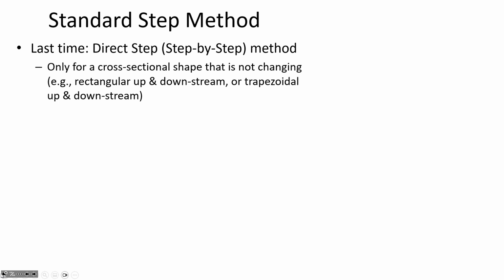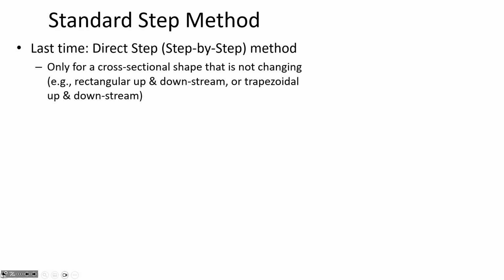But most natural channels are changing. If you look down from above, first of all, they're not going to be straight like that. Natural channels are more likely to be meandering. But in one section it'll be narrow, in another section it's wide. So the width is changing.